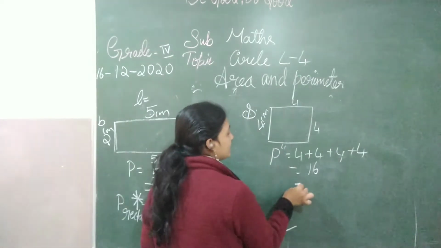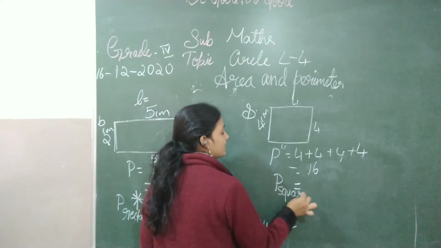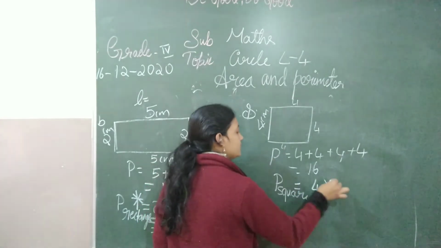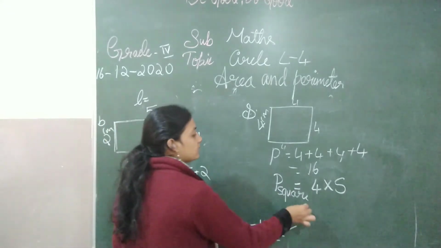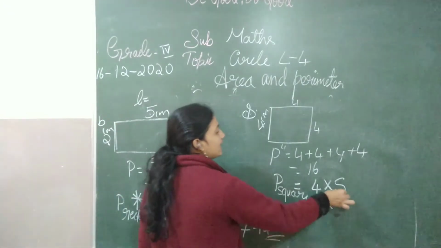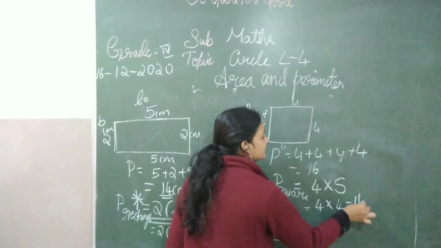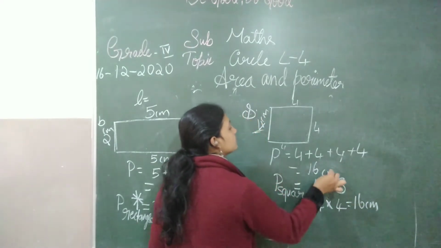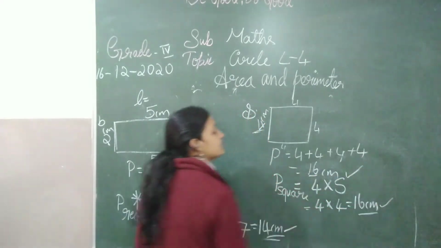I can write the formula of the square. Perimeter of a square is equal to 4 into S. So 4 into what is the S here? It's again 4. So 4 fours are 16. So the answer is 16 centimeters. You got the same answer.